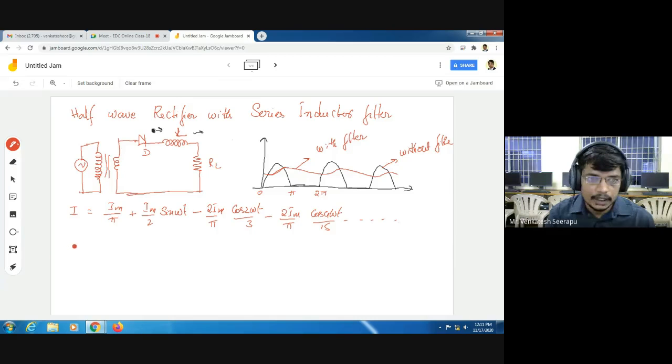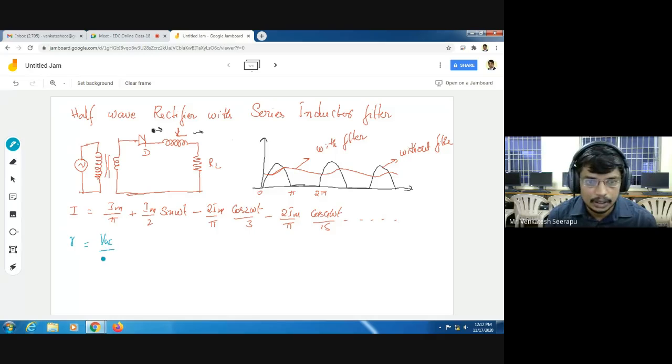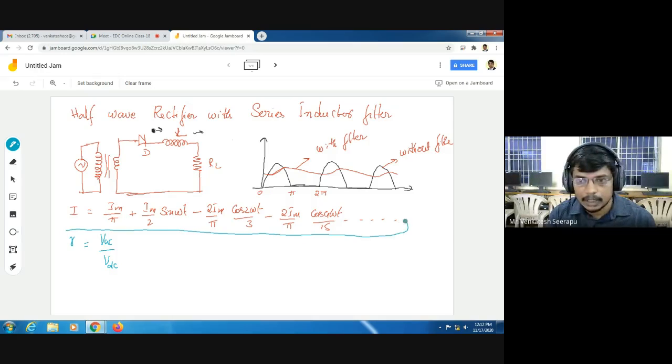Now I want to find the ripple factor for this equation. All of you know that the ripple factor is represented with gamma. So what is the formula for ripple factor? Can any of you tell me? It is the AC value by the DC value, V AC by V DC. So what is the DC component in this equation? It is my output equation, so what is the DC component in it?